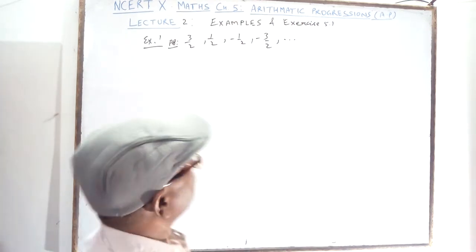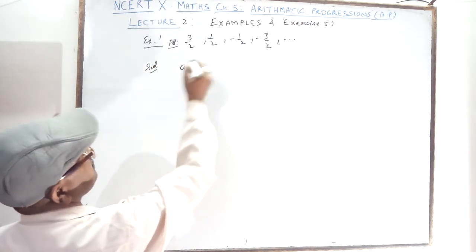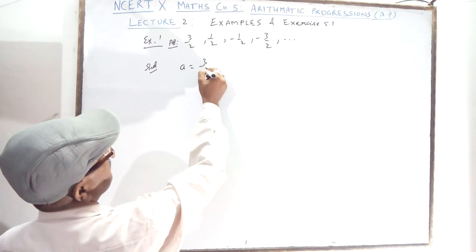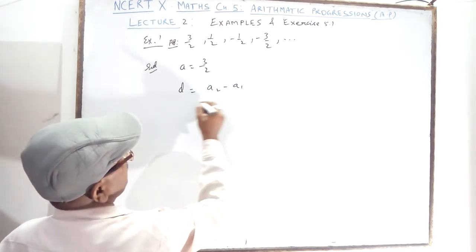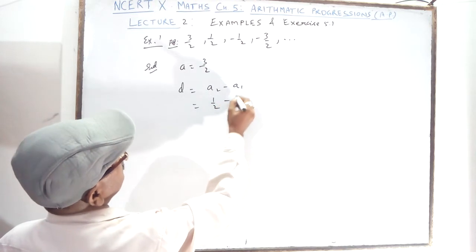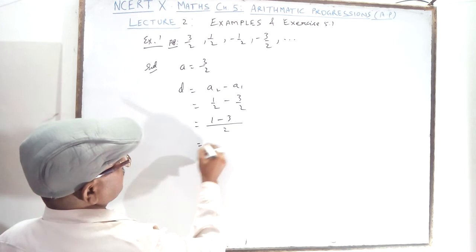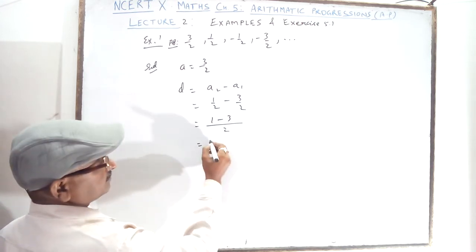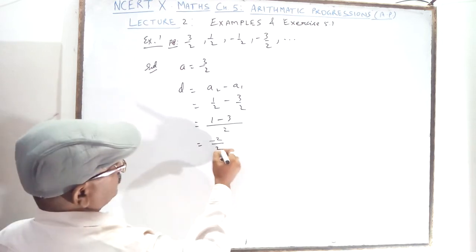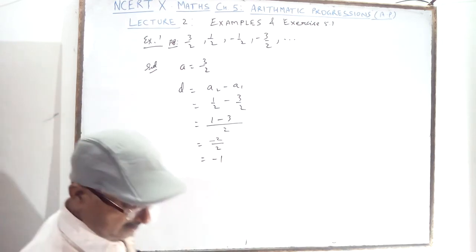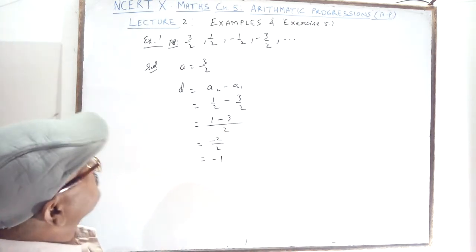Very simple. Write the first term A. What is the first term? Solution: the first term is 3 by 2. And what is the common difference? That is A2 minus A1. What is A2? 1 by 2 minus 3 by 2. So 1 minus 3, what are you getting? Minus 2 by 2 gives you minus 1. So very simply, you are getting the common difference as minus 1.